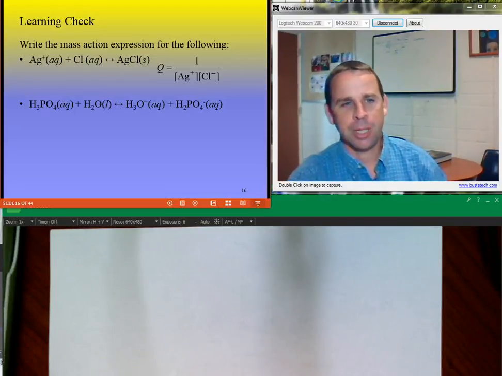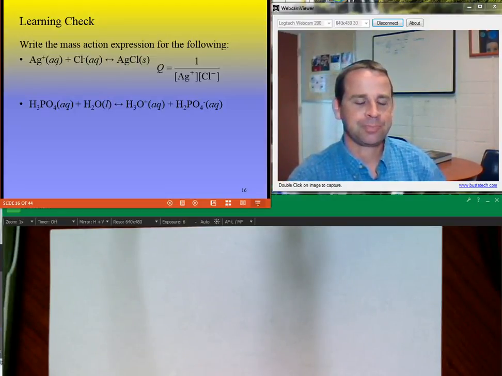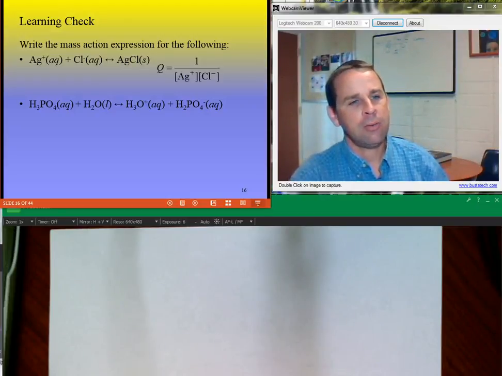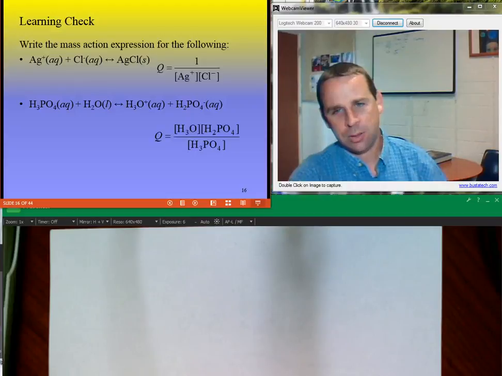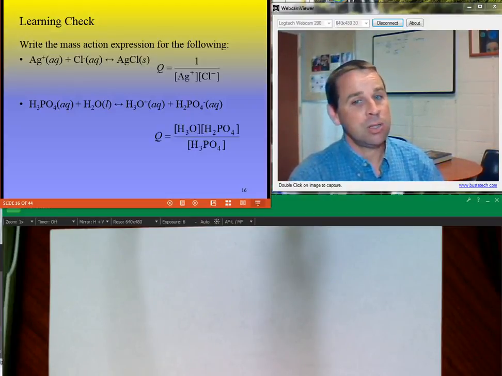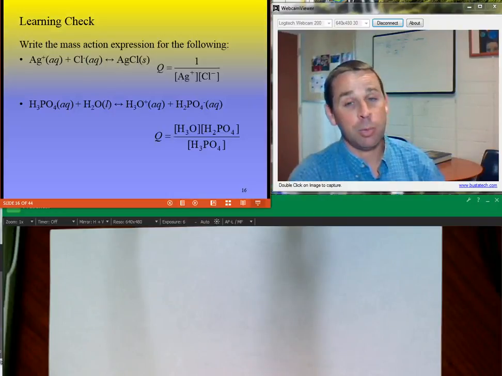Here's another one. Take your time and write this one. Hopefully you pushed pause and took your time and wrote it. Here we have the concentrations of the products, both being included, but the concentration of the water in the reactants is not included. Again, because as you increase the amount of water, it doesn't increase its concentration of available water.